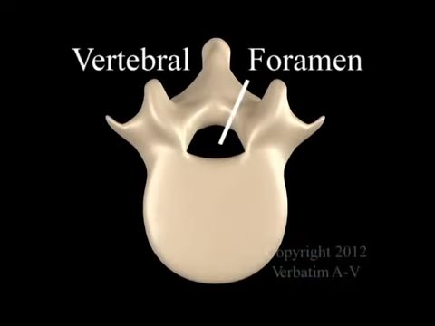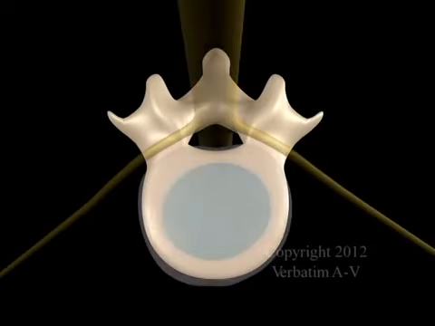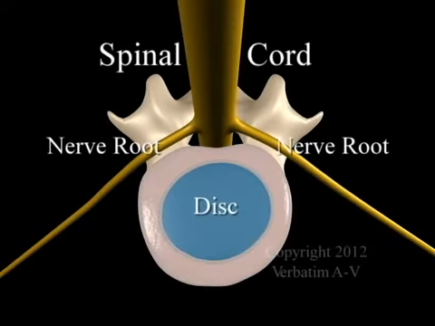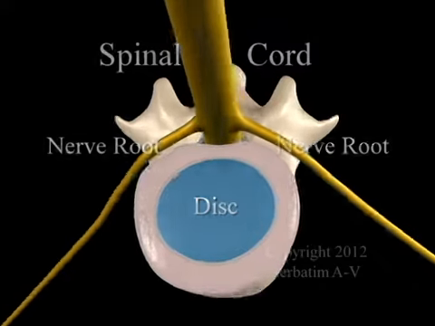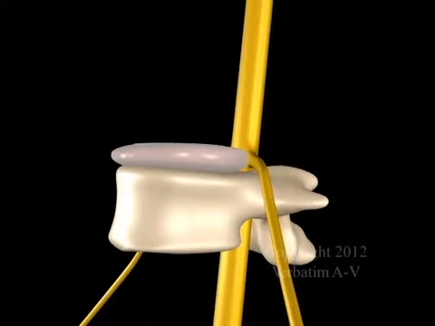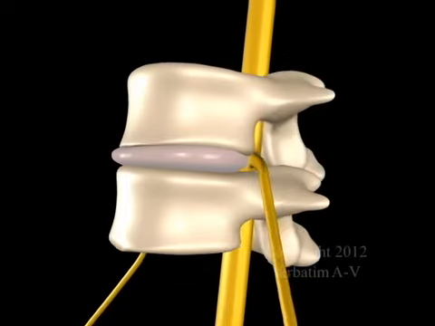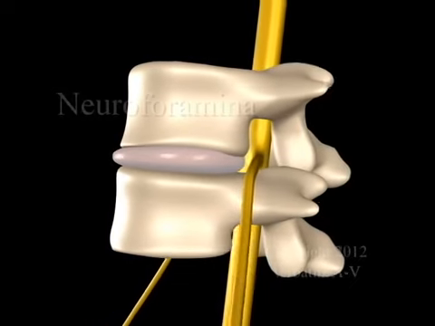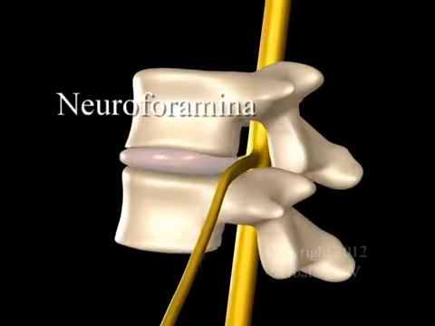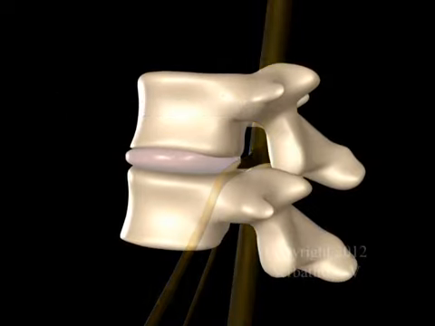Each vertebra has an opening called the vertebral foramen. Together, these openings form a channel which holds the spinal cord. Spinal nerve roots branch out through openings formed by adjacent vertebrae. These openings are called neuroforamina.